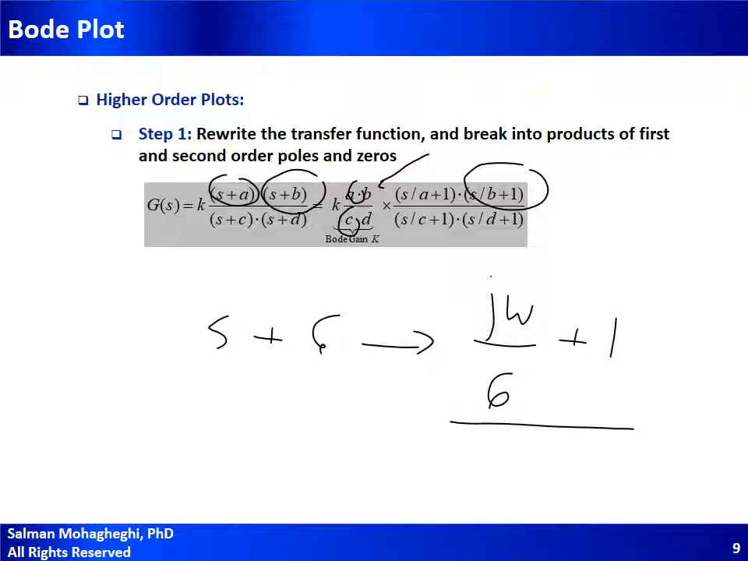In all of them, I have a j omega over sigma. In this case, of course, I haven't replaced s with j omega, but if you do, you will get j omega over a plus 1, j omega over b plus 1, j omega over c plus 1, and j omega over d plus 1.